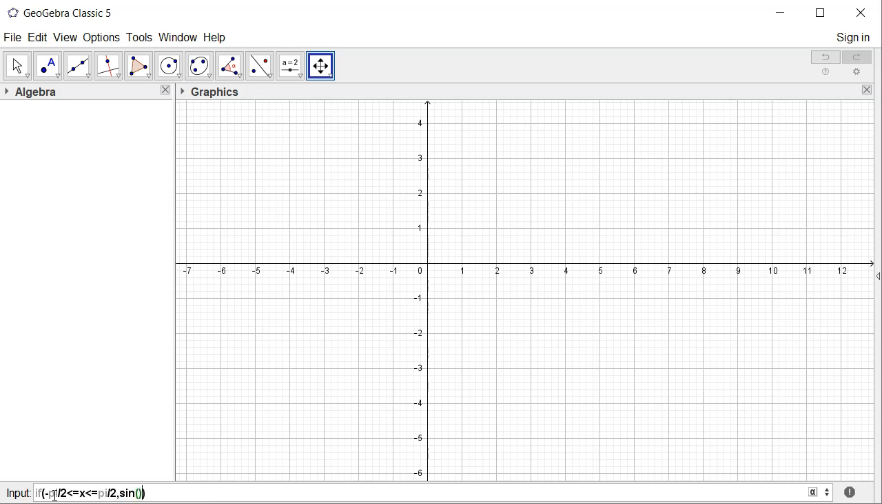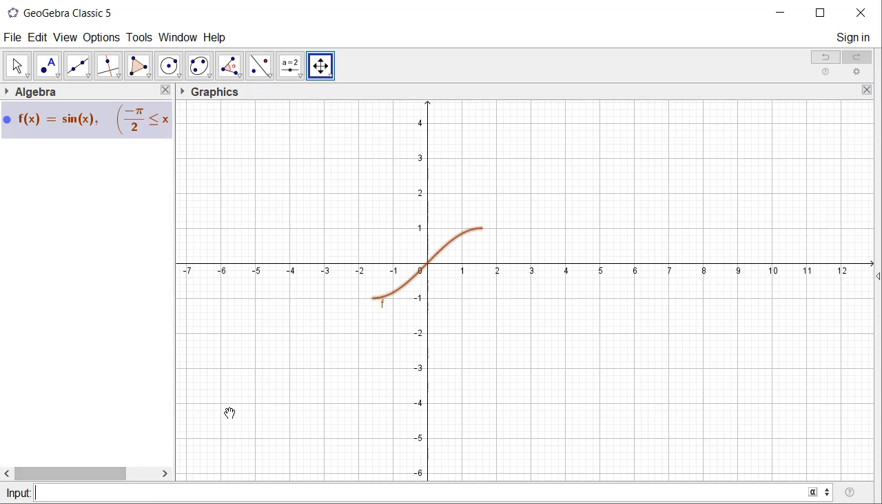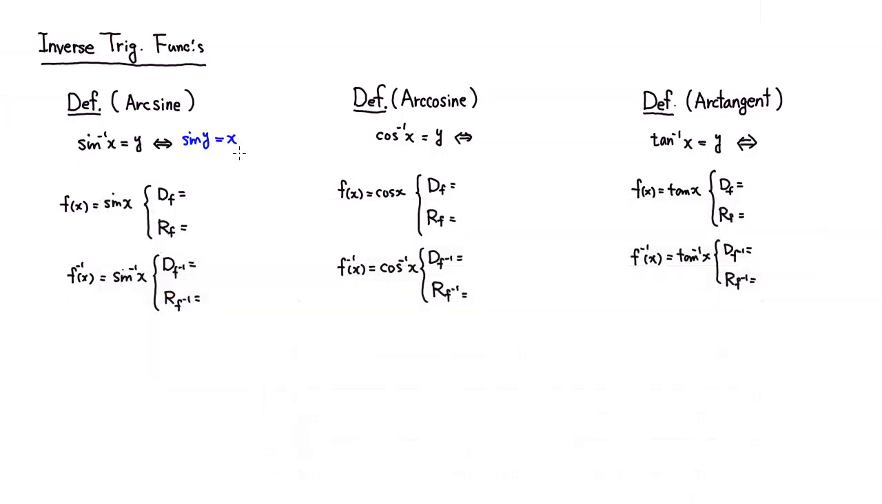to positive pi over 2. And you draw the sine function. So this is only the middle portion of the sine curve, going from negative pi over 2 to positive pi over 2. We get this picture. Now this particular piece passes the horizontal line test, so this is one-to-one. So the restriction is that we restrict the sine function to negative pi over 2 to positive pi over 2.